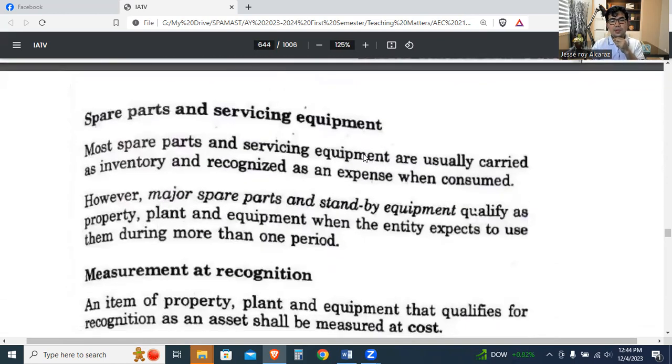Okay, what about spare parts and servicing equipment? So most spare parts and servicing equipment are usually carried as inventory and are recognized as expense when consumed. Let's say, for example, we have an equipment, we have bolts, nuts, spare parts that we use in order to repair and for maintenance of our equipment. So generally speaking, they are just carried as inventory. Okay, carried as inventory if not yet used. But the moment we use it, we simply record them as expense.